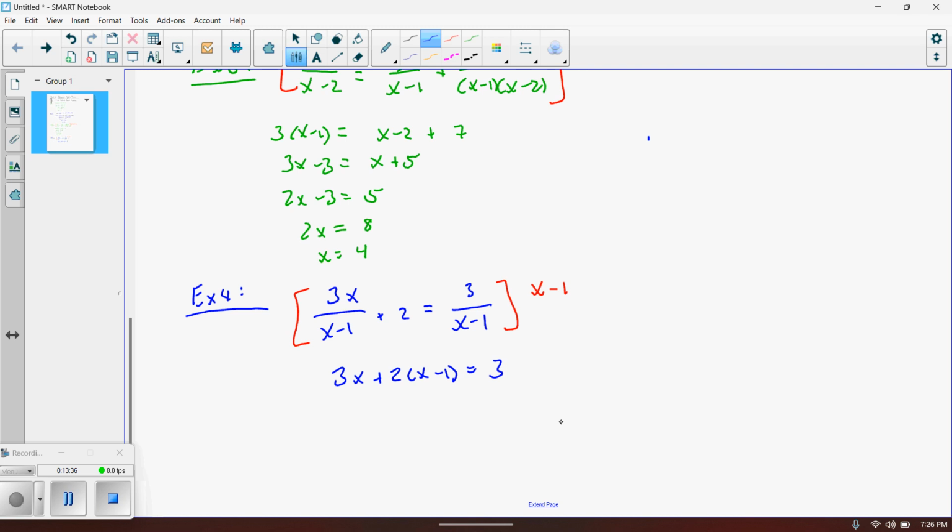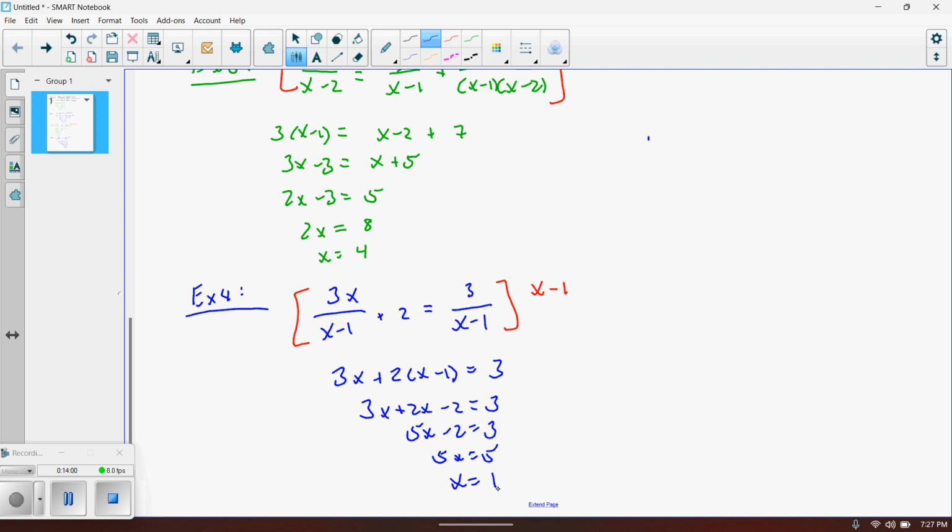All right, so let's go ahead and solve. Distribute everything out on the left here. 3x plus 2x minus 2 equals 3. So I'll have 5x minus 2 equals 3. Adding 2 to both sides, 5x equals 5. Dividing both sides by 5, we get that x equals 1.